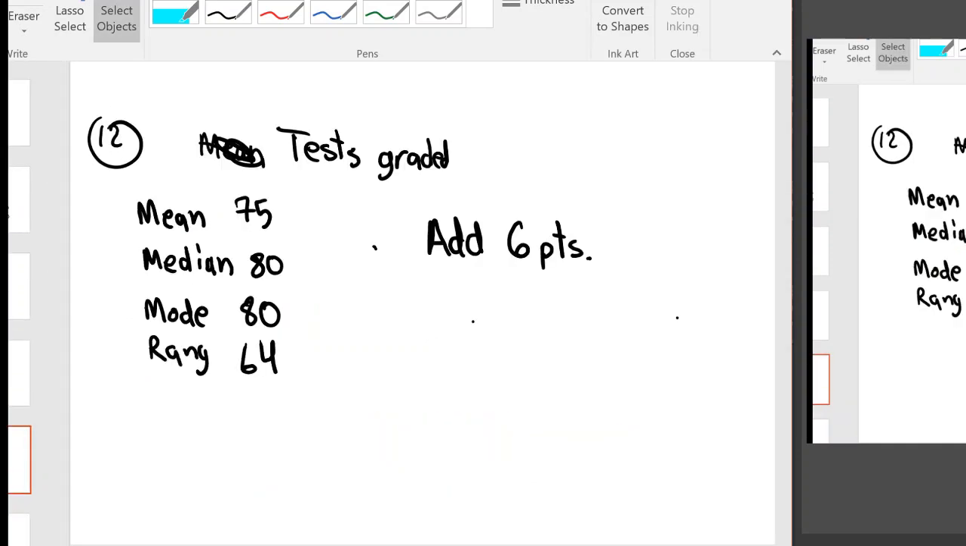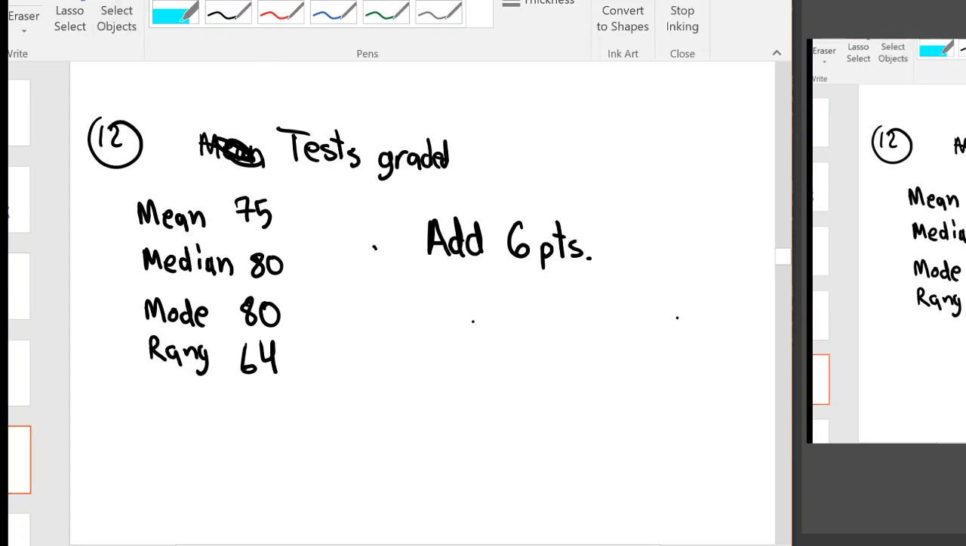Number 12 is a question about mean, median, and mode. Essentially you have 20 students. The mean was 75. It also gives the median, mode, and range. Now, they say if Mrs. Garrett adds 6 points to everyone's test, which one is affected the least?